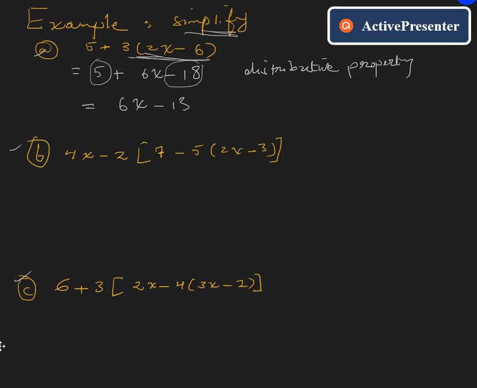The second question, 4x minus 2 multiplied in 7 minus 5 multiplied in 2x minus 3. If you remember, in simplification you start with the innermost symbols. This is the innermost symbol, so we have to decompose this. This is eventually equal to 4x minus 2 multiplied in 7. So we will use the distributive property here, so it should be 10x plus 15. We use the distributive property.